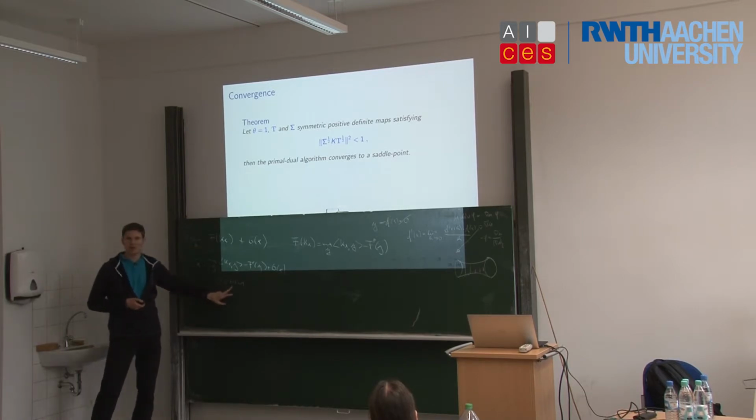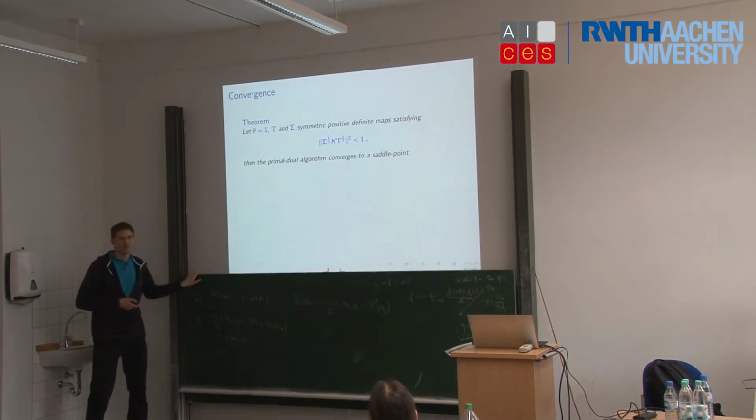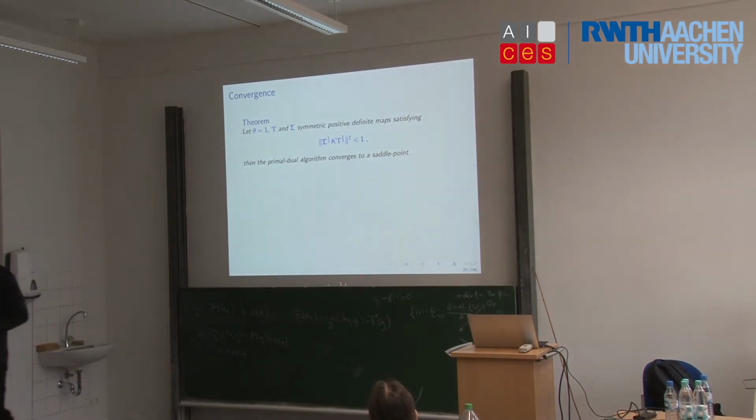So in our case, K will be a matrix. We can compute its largest eigenvalue easily, and we can very easily find out what the primal and dual step sizes are that guarantee convergence of the algorithm. As you can see here, tau times sigma is what matters, so you can always take a larger tau and a proportionally smaller sigma or vice versa.